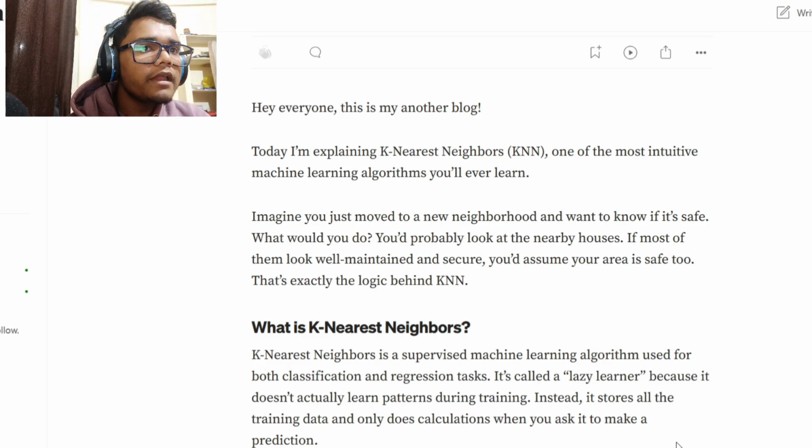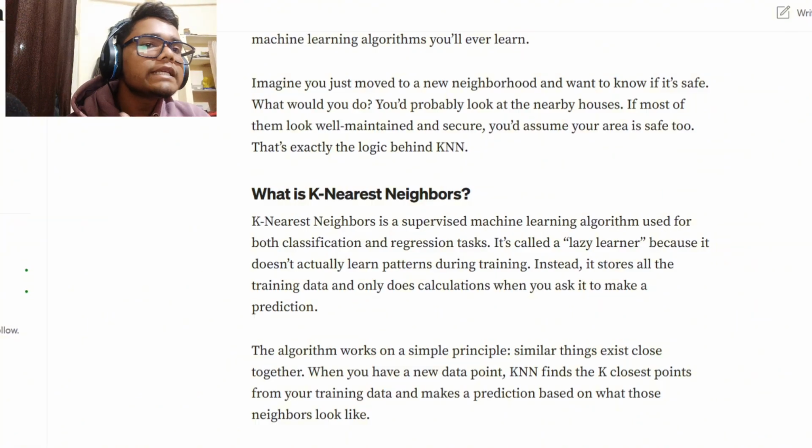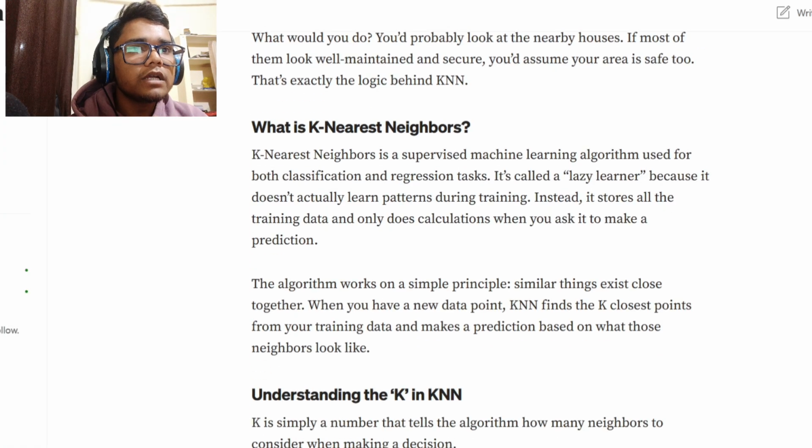Let's see what is KNN. KNN, K nearest neighbor, is a supervised machine learning algorithm used for both classification and regression tasks. It's called a lazy learner because it doesn't actually learn patterns during training. Instead, it stores all training data and only does calculation when you ask it to make a prediction.